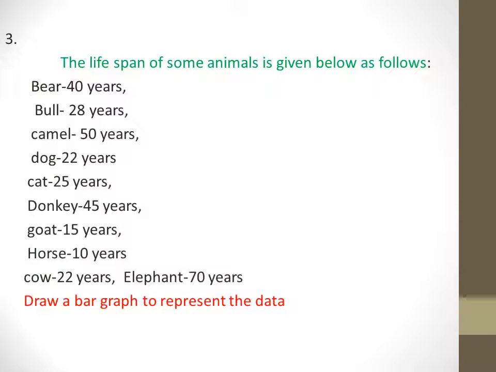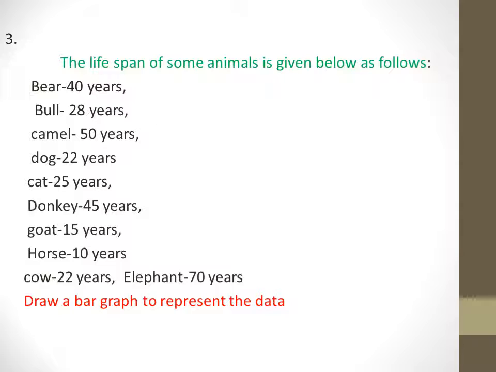Next, the third problem. The lifespan of some animals is given as follows: bear 40 years, bull 28 years, camel 50 years, dog 22, cat 25, dog 45, goat 15, horse 10, cow 22, elephant 70 years. Draw a bar graph to represent the data.